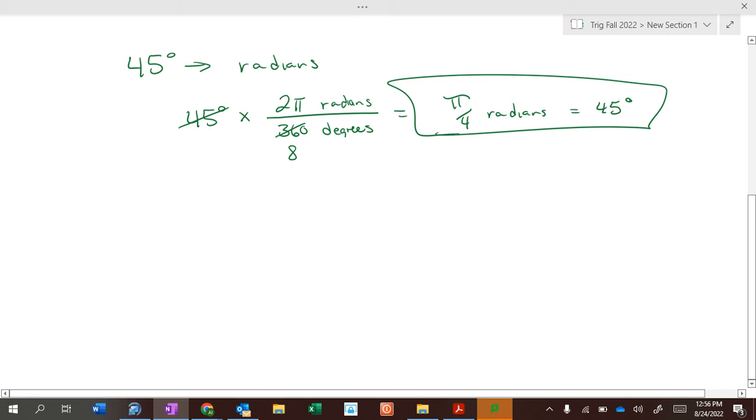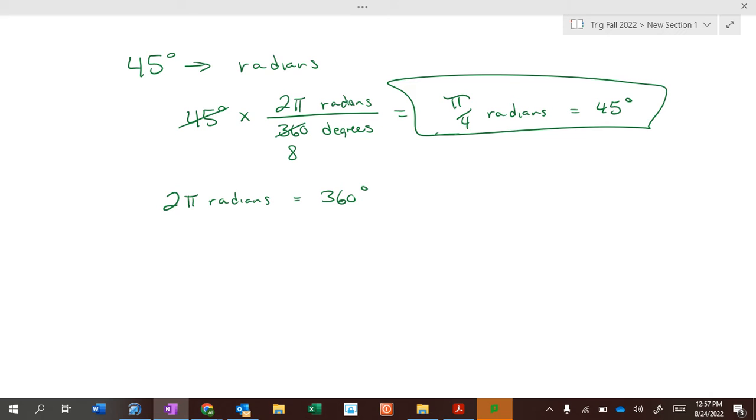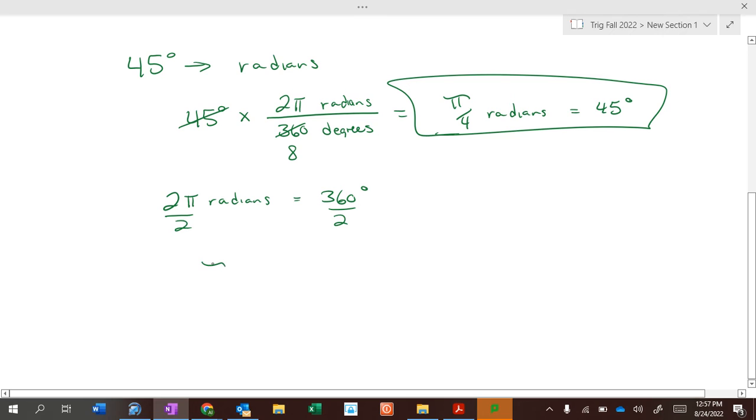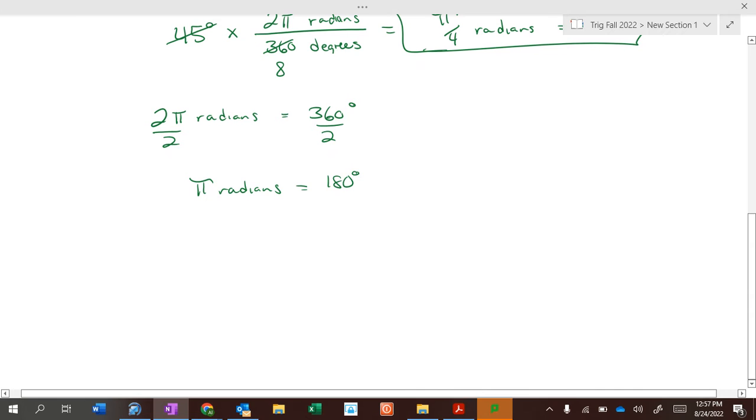If 2 pi radians equals 360 degrees, could we simplify this a little bit so the numbers are smaller? How could we simplify this? Divide them both by 2, right? So pi radians equals 180 degrees. So that's going to be our formula to change radians to degrees and degrees to radians.